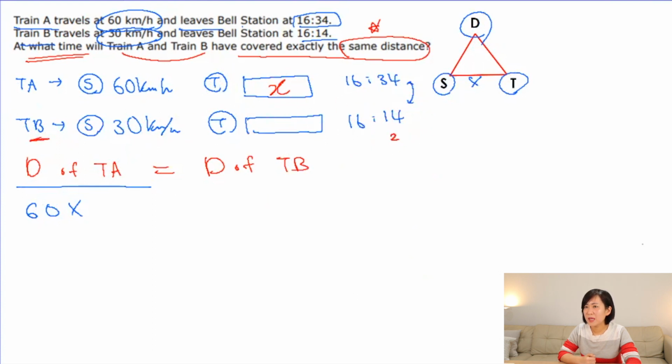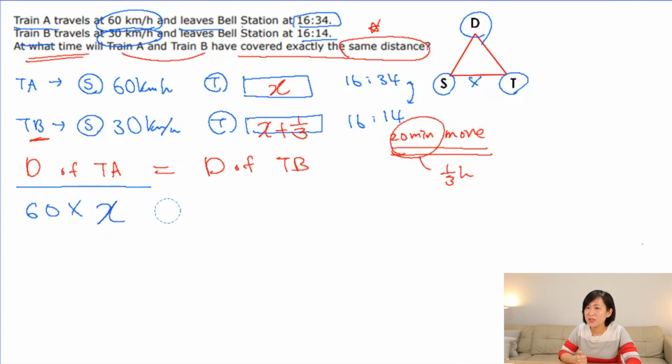Then train B. And then we can calculate the time of train B because you can see the 20-minute gap. That means train B actually travels 20 minutes more. So x plus 20 minutes, make sure you change this into a fraction. So that is 1/3 hour. So now you can put the time of train B as x plus 1/3. So now let's calculate the distance. 60 times x equals the distance of train B, which is 30 times x add 1/3.